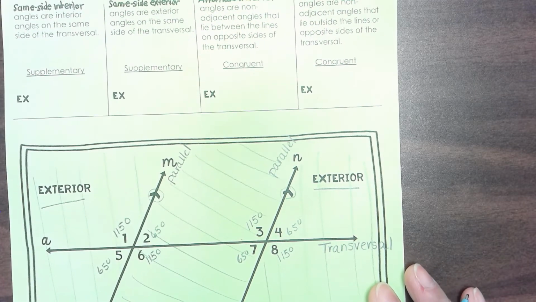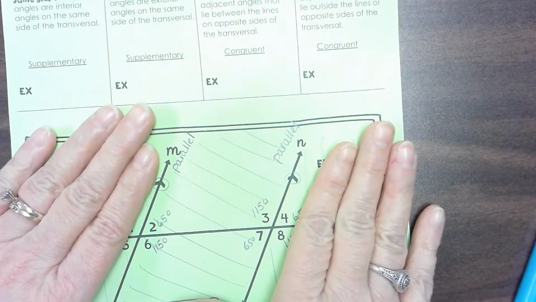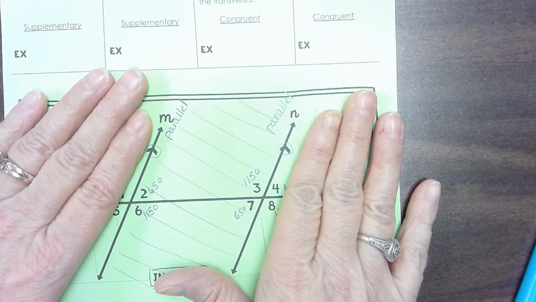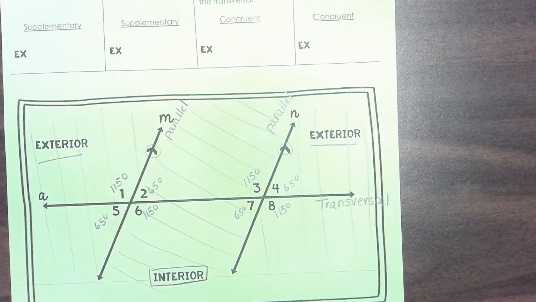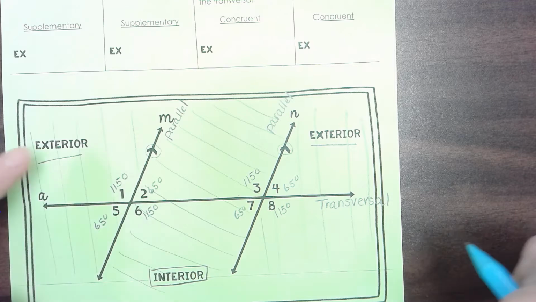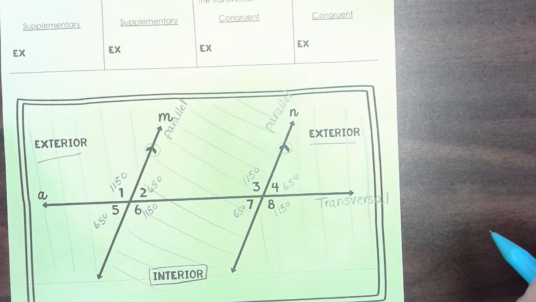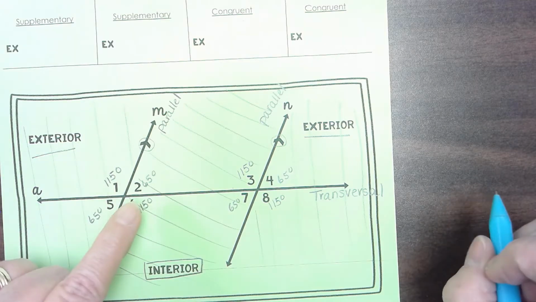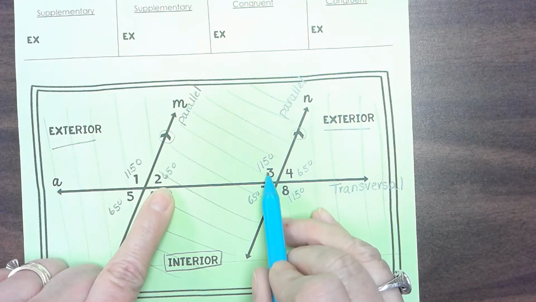So we have same side interior. I know it's just going to be those in there. Those angles in there. So it's going to be on the same side of the parallel line and on the inside. So if I have same side interior angles, or interior angles on the same side of the transversal, it's telling me these are supplementary.